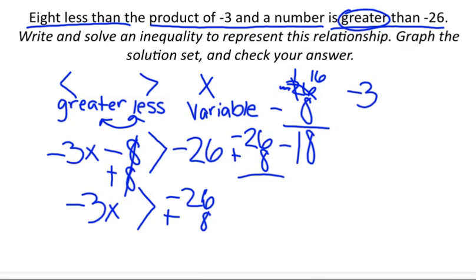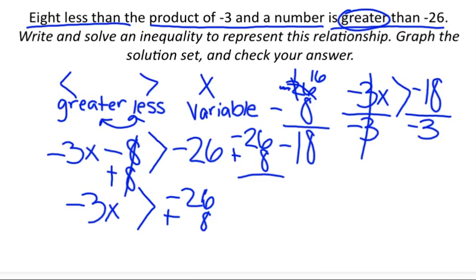So then you rewrite the inequality, and you get negative 3x is greater than negative 18, and you divide negative 3x by negative 3 to get x by itself, and then you divide negative 18 by negative 3 on the right side, and you get positive 6. And what you have to do is, when dividing by a negative, switch this sign, and you get x is less than 6.